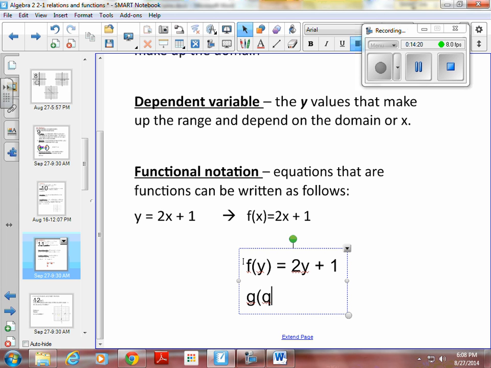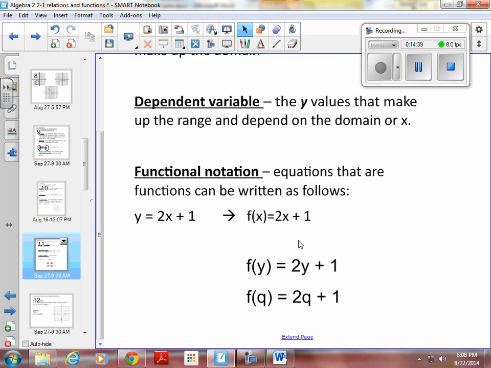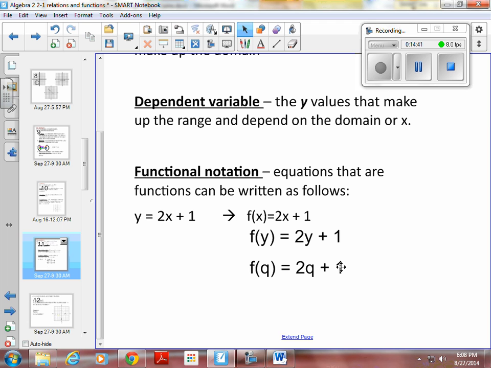If we wanted g of q, or sorry, it still has to be f because it's still our f function, then we would say 2q plus 1. So that's just telling us what letter we're using it in terms of, and then there's our equation. It's the same equation. We're multiplying 2 times some number plus 1. And then you can fill in numbers here too.